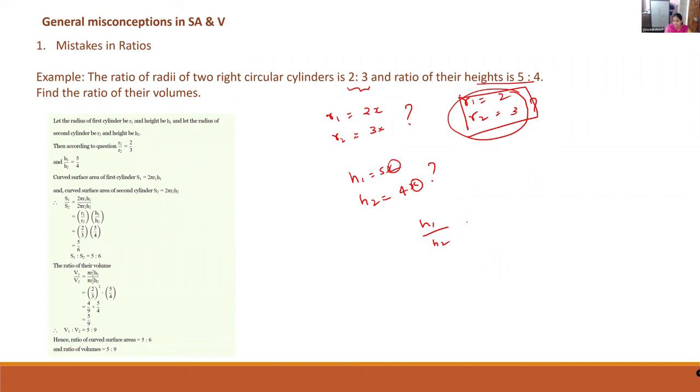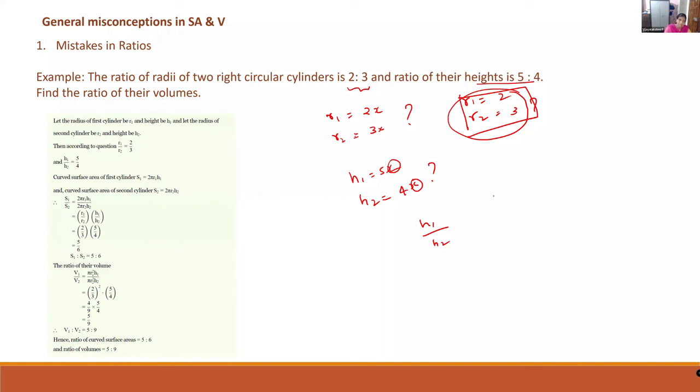So sin theta equal to 3/4 means they'll take opposite 3 units, adjacent hypotenuse 4 units, isn't it? So they should not take it as it is. Those are only the parts we have to make them understand. It's a very, very general misconception, not only in surface area and volume, where the ratio comes.